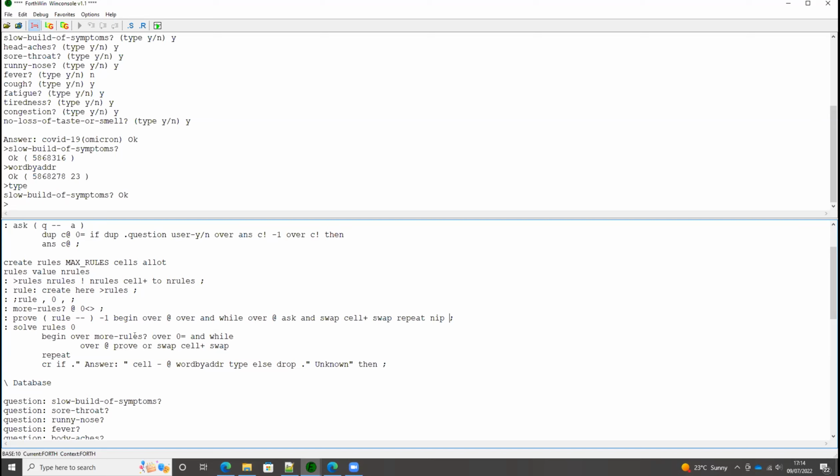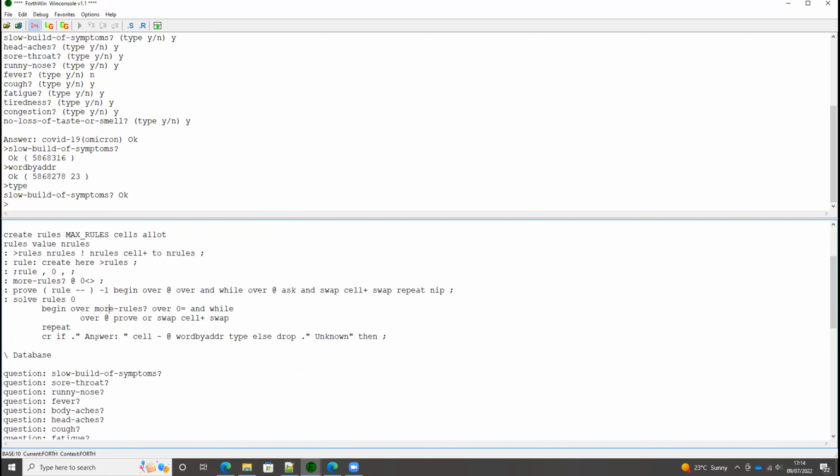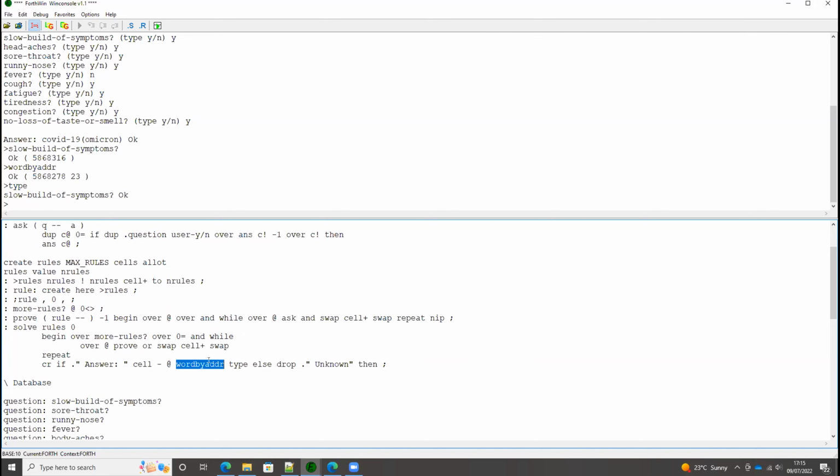rule that matches. And what I've done just before this meeting is I've experimented with creating this new word here, more rules, because it used to just say this, which is meaningless, but more rules make sense, you know. If there's more rules and something else, then you want to prove each rule. Finally, when we get to the end, we give the answer, which is done by a little bit of arithmetic at the end, and using my favorite word by address word, and you type it out.